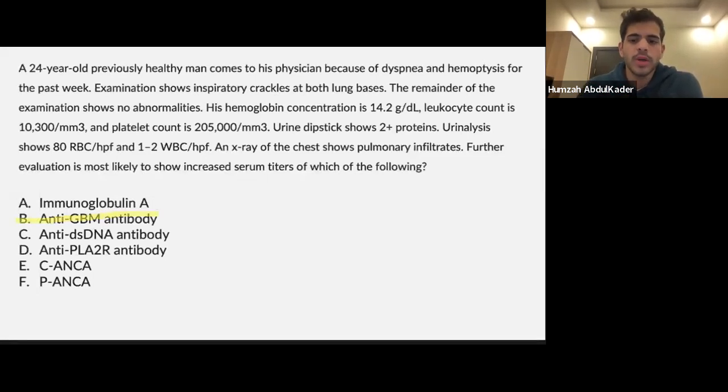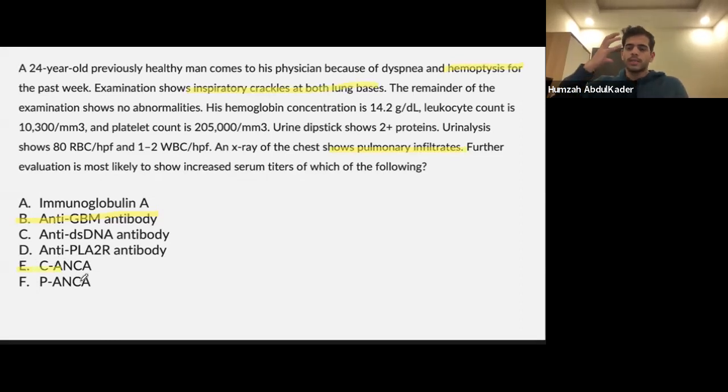Now, what you kind of want to look at is, first of all, here it says he has hemoptysis. It shows he has pulmonary infiltrate. So they mentioned that he has pulmonary problems and he has renal problems, right? Now, someone said E. The problem with E is that it's more than just this, right?